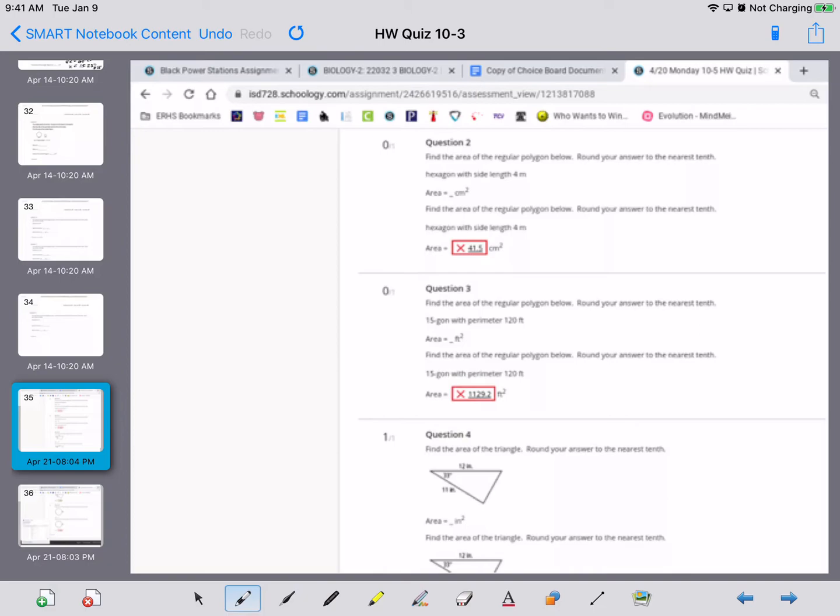Mr. Bloom. I've been asked to look at these two problems, actually three problems. So we're going to start out with question number 2 right here. Find the area of the regular polygon below. Round your answer to the nearest tenth. It's a hexagon. So I want to make sure you see what's going on with this hexagon.